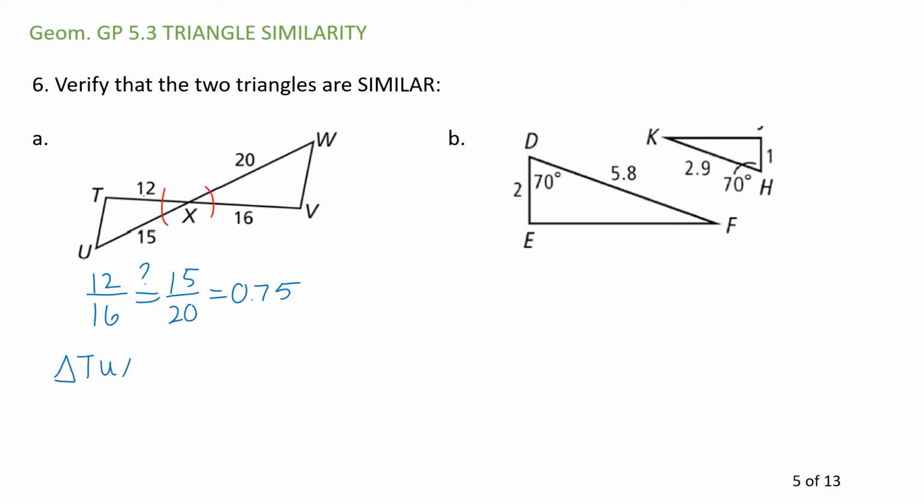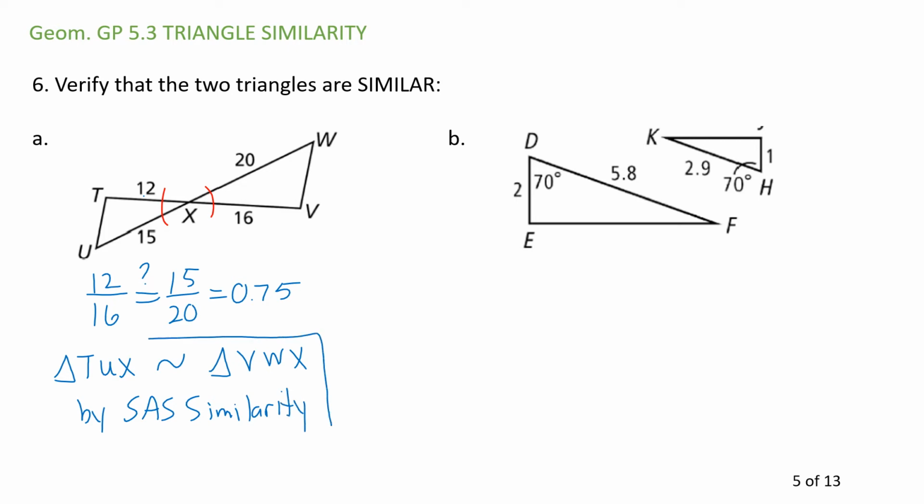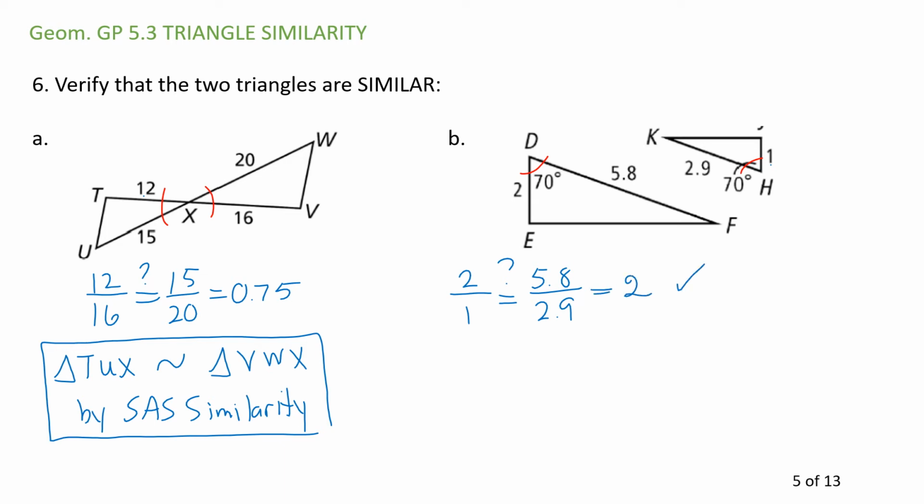So TUX is similar to VWX by side-angle-side similarity. You must say similarity, otherwise it implies that they are congruent. There's my 70-degree angle. 2 is to 1. Is that the same as 5 to 2.5? Looks like a hypotenuse is to hypotenuse. I don't really know if those are hypotenuses. But yes, they're both equal to 2, so that checks out.